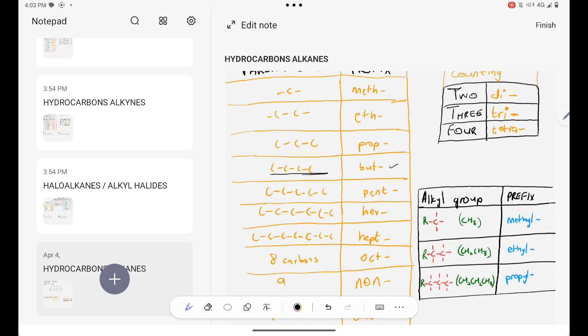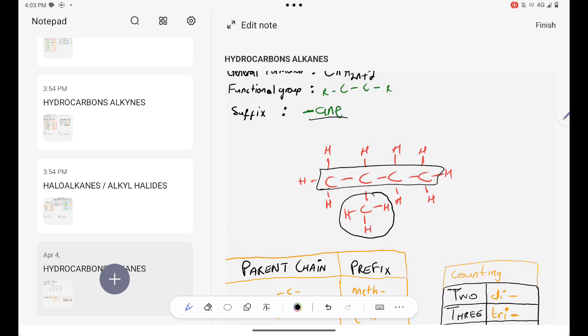Okay, so I know that I only have a side chain that has 1 carbon, so the prefix of my side chain should be methyl. But I need to tell the address of my side chain. So that's when the numbering takes place. You must always number from the terminal which is closer to the side chain.